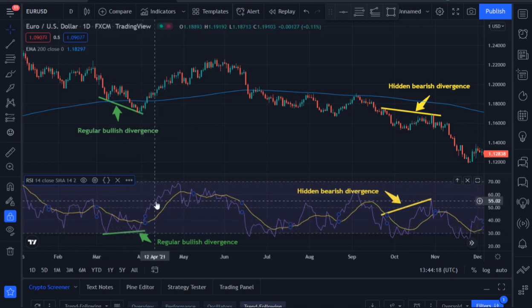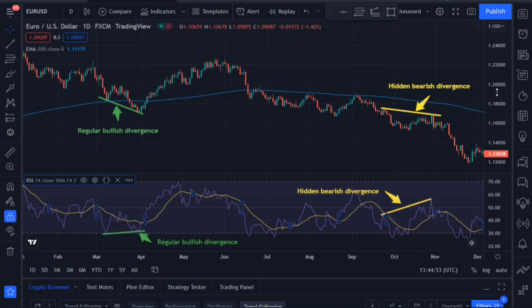Then the next signal you have to wait for is for this RSI line to cross over this SMA, the smoothed moving average. The SMA is the yellow line, while the RSI line is the purple line inside here. So you have to wait for the RSI line to cross above the yellow line to confirm your entry signal. If you had waited for this signal, this is the candle you'd be entering. And then you can also support it with a support and resistance area.